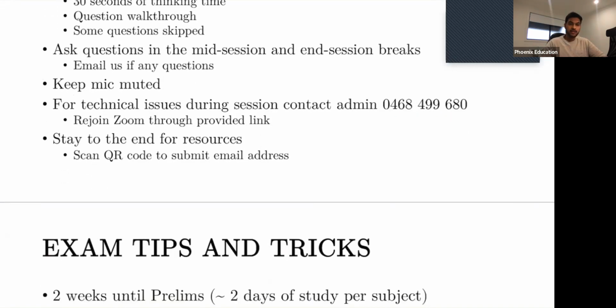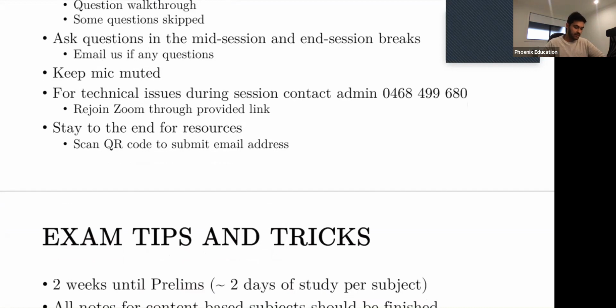And at the end of the session, we'll be having a QR code that you'll need to scan. And through that QR code, we'll collect all the email addresses to which we'll email out the recording, the annotated slides, and the practice paper. It's so that the people who attended the session can actually get the resources.